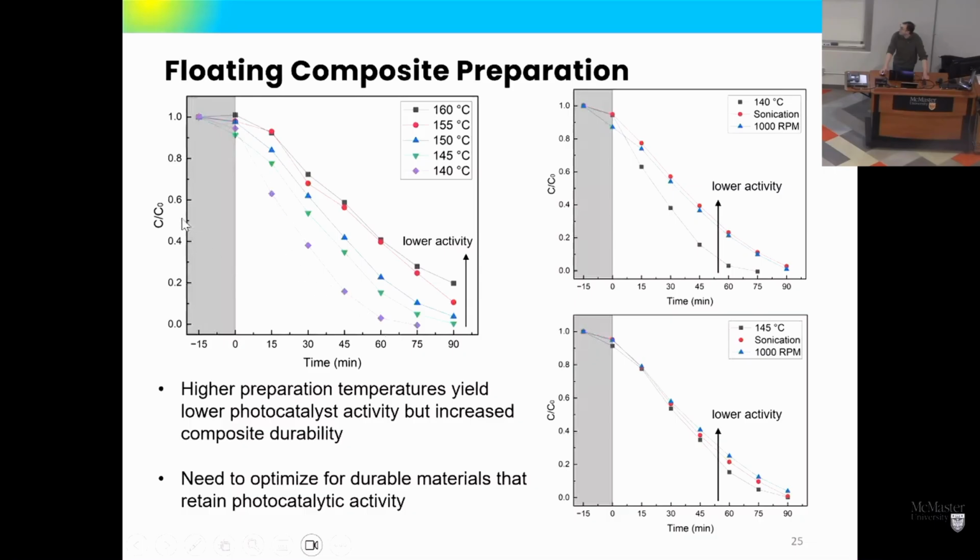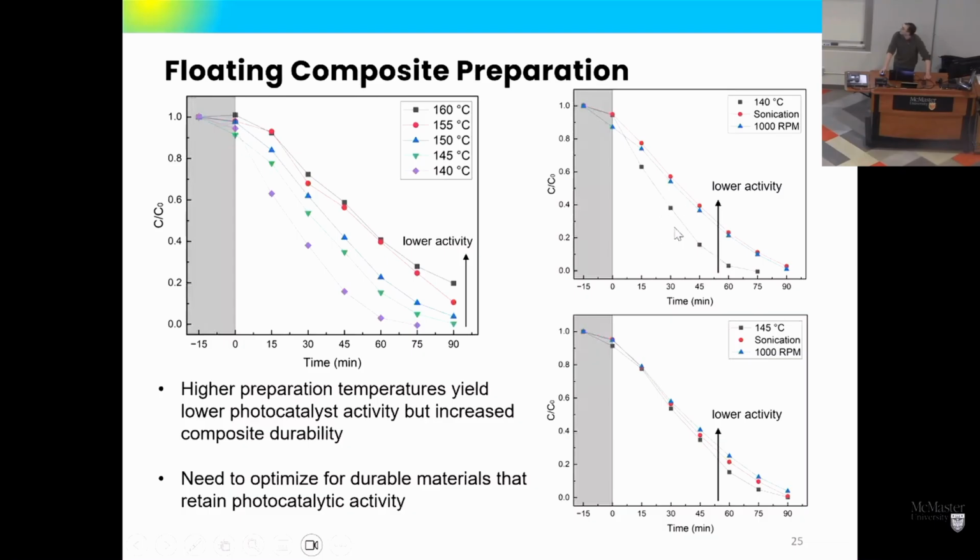This is a dye degradation assay used as a stand-in for our photo reforming process. We're able to get pretty high activities, and our activities decrease the higher the temperatures we use, presumably because we're melting the plastic more fully and more of our photocatalyst material is embedded into those plastics. But we also have this situation where we want to achieve this high durability on application.